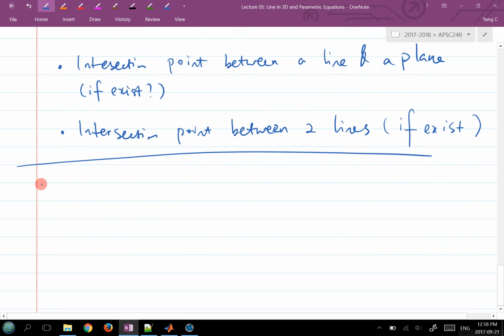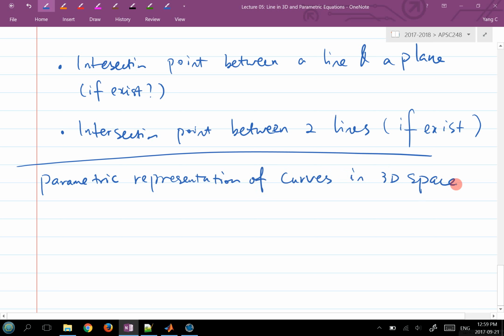We'll look at a new topic, parametric representation. Instead of calling it a line now, I'm going to move to a more general concept, curves in 3D space. We'll look at how we describe a curve in 3D space. And as you can see, we're going to use a very similar concept, the parametric equation, to represent a curve in 3D space.